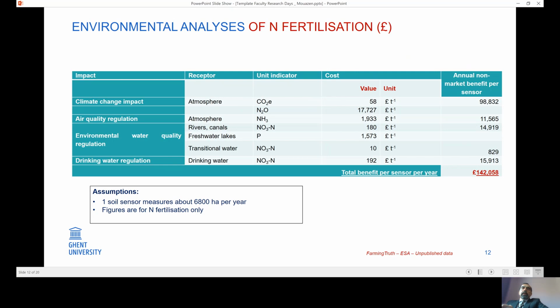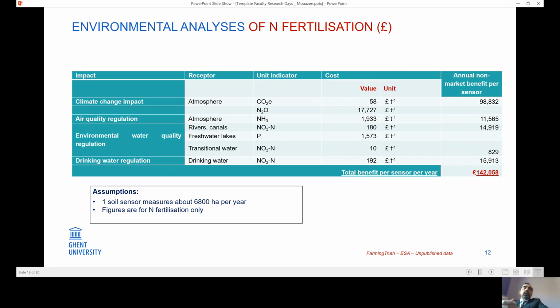So when we discuss further the environmental consequences of using one online soil sensor that can cover 6,800 hectares per year, the environmental saving could go up to 142,000 sterling per hectare. Because when we manufacture N fertilizer, when we use extra N fertilizers, the way that we do that homogeneously will lead to a contamination of our groundwaters and surface waters with different types of agrochemicals, and this has to be cleaned.